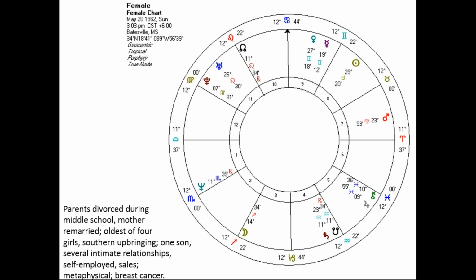Her parents divorced when she was rather young, in middle school. She was the oldest of 4 girls, raised in the South as a Southern belle. Her mother did remarry and divorced again. She has 1 son, which of course is our young adult son. Leroy's the father of this child.